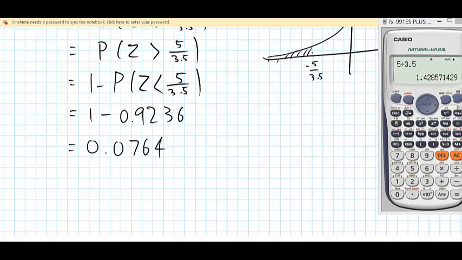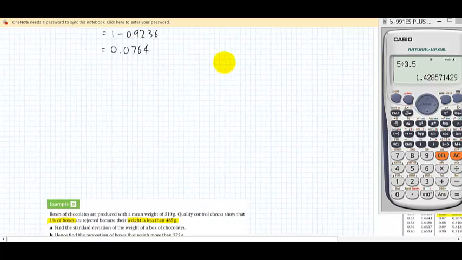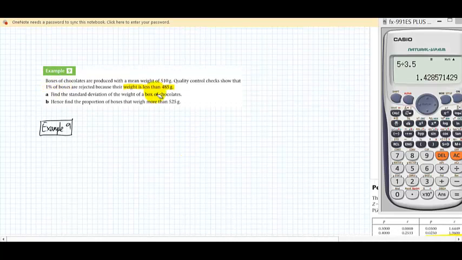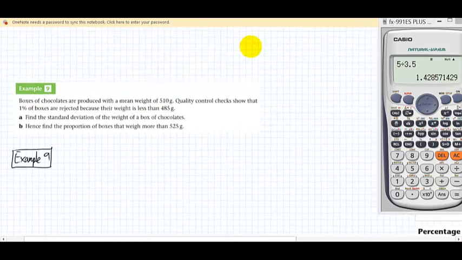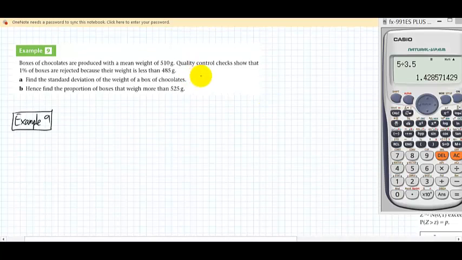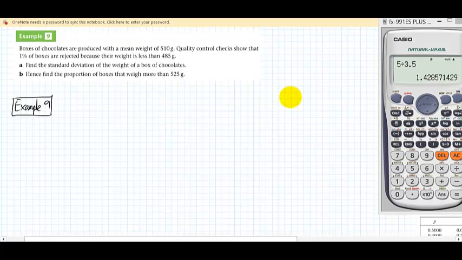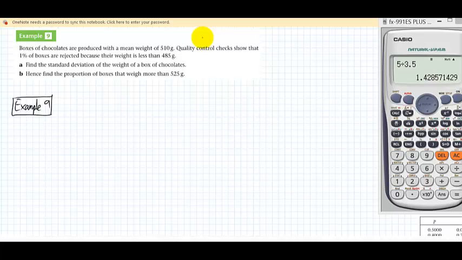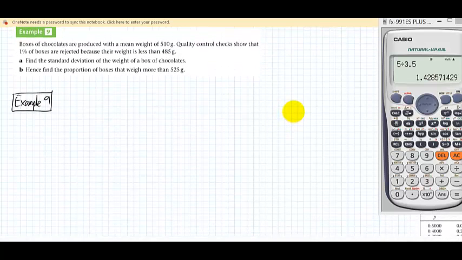And then on to the second question. It says boxes of chocolates are produced with a mean weight of 510 grams. Quality control checks show that 1% of the boxes are rejected because their weight is less than 485 grams. The question is, find the standard deviation of the weight of a box of chocolates. Now this is a chapter 9 question, so we're going to have to somehow use the normal distribution, but in this question it doesn't say anything about normal distribution.